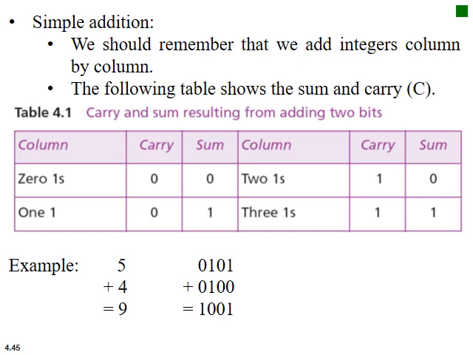When we have two ones, then the sum is actually 2. But we know we can't have a 2 in binary. We can only have a 0 or a 1. That means we will have to have a carry of 1. And when there are 3 ones, then basically the sum is 1 and the carry is 1. Let me just quickly show you what we mean with this.